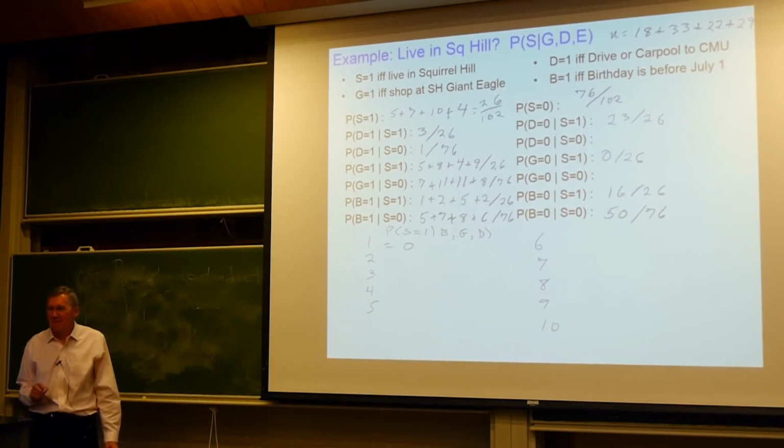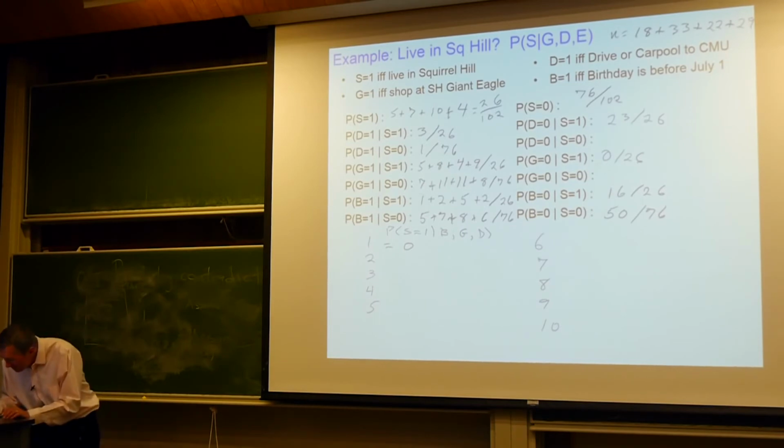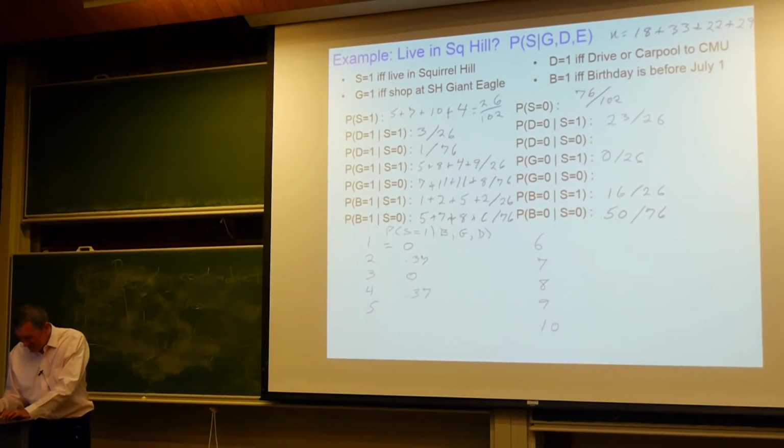So for number 2, it's 0.37. For number 3, it's 0. For number 4, it's 0.37. For number 5, it's 0. For number 6, it's 0.41. For number 7, it's 0.37. For number 8, it's 0. For number 9, it's 0.37, and for number 10, it's 0.